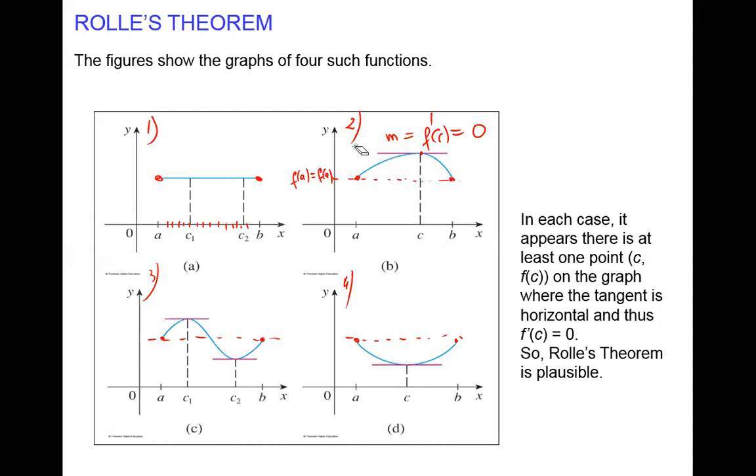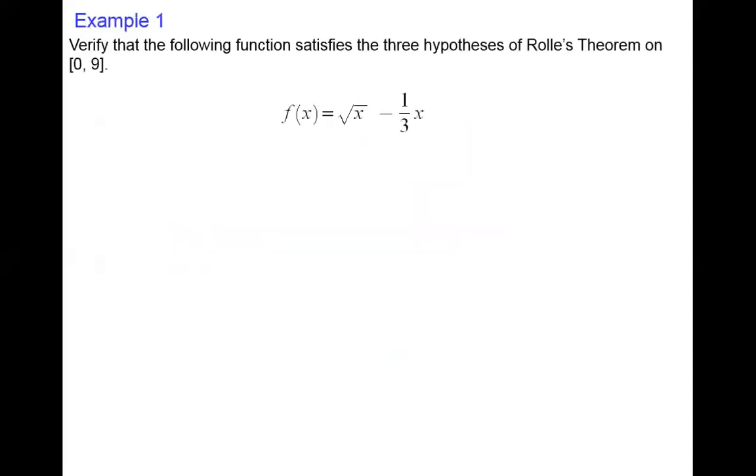Average rate of change and instantaneous rate of change are exactly the same at the point C. The point C exists. Okay. And let's take one function and verify that this function satisfies the three hypotheses of Rolle's theorem on the interval from 0 to 9. The function is defined as the square root of x minus 1/3 x.